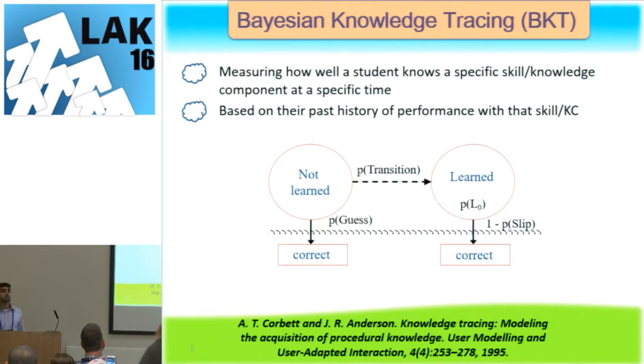The probability of guess: if a student is in a not learned state, what is the chance that he will get a question correct, will guess it right. The probability of slip: if a student is in a learned state, what is the chance that he will slip and get a question incorrect, or 1 minus probability of slip and get a question correct. The probability of transition to move from a not learned state to a learned state, and the probability of L0, which is the prior knowledge in that skill. A skill is the most basic unit that a student needs in order to solve a question.